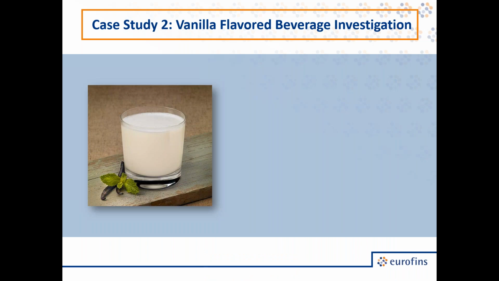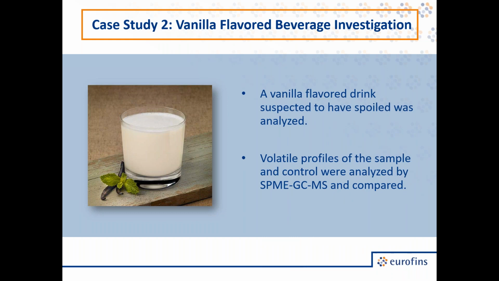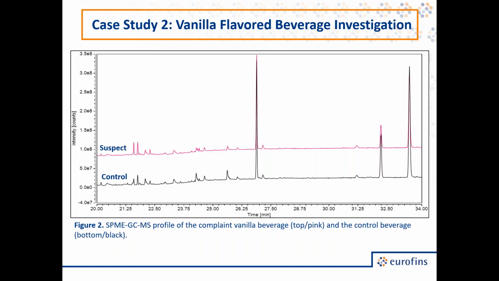Our next case study was looking at a vanilla-flavored beverage. This was a sort of dairy-based vanilla drink, and it was suspected to have spoiled. So we received samples of this suspected spoiled batch along with samples that were unspoiled. The first thing you might notice in these profiles is that they are a lot less complex than our chocolate samples. This isn't unexpected since this beverage had a fairly mild vanilla aroma to it, so we would expect a much less complex profile. Once again, on top we have the suspect in pink, and on the bottom in black we have our control.